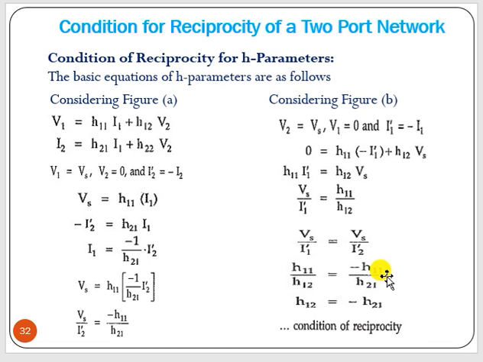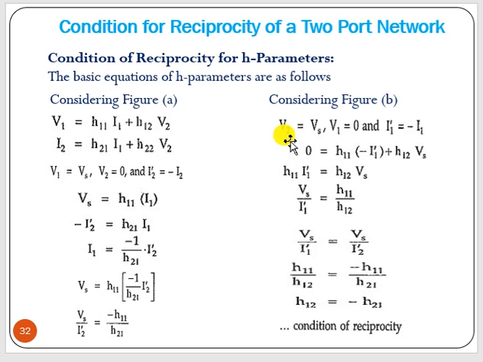Similarly, for the H parameters we do the same thing. V1 equal to Vs, V2 equal to shorted, so 0, and I2 dash equal to minus I2. Now we can put that into the first equation: V1 equal to Vs, V2 is 0, so H11 into I1. Now for the second equation, I2 is nothing but minus I2 dash, so H21 into I1, since V2 is 0. From here we can find I1 in terms of I2 dash. That I1 we can put into this equation, then we can find Vs divided by I2 dash. So this is the equation.